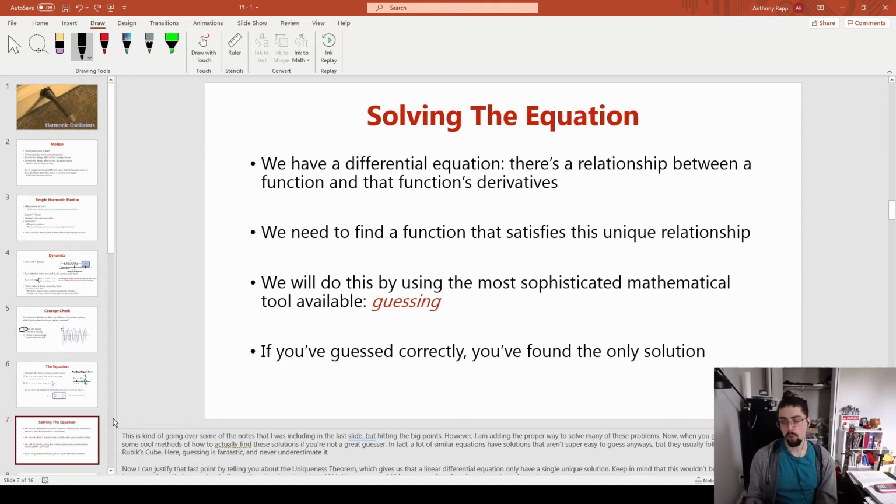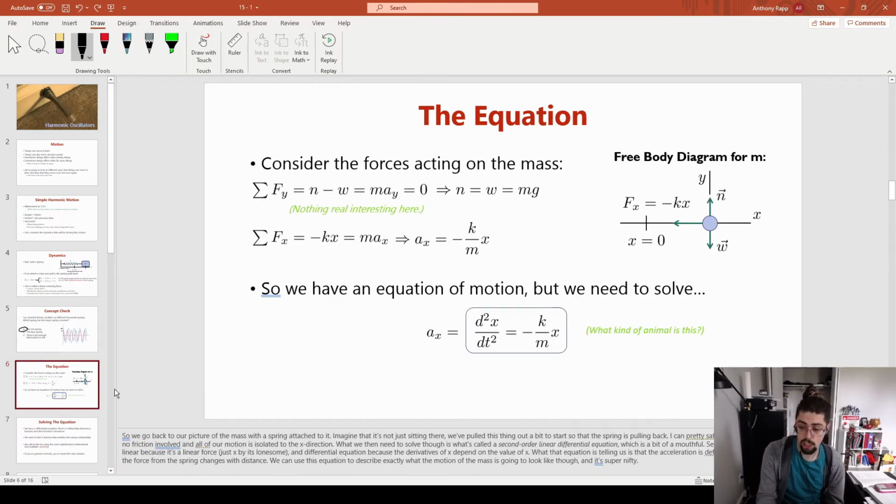To solve this, we need to figure out, essentially, we don't know what the function looks like. That's the whole thing. We understand this relationship between acceleration and position, but we don't actually know what position looks like, right? We want to be able to plot out position, and right now, I just have x. I don't know how to plot x. What is x versus t? It's meaningless to me right now.